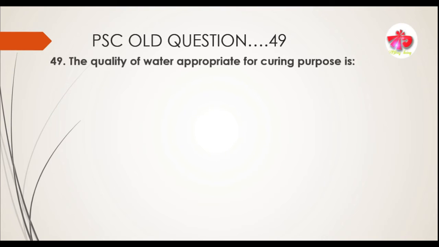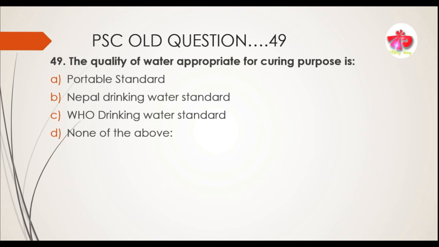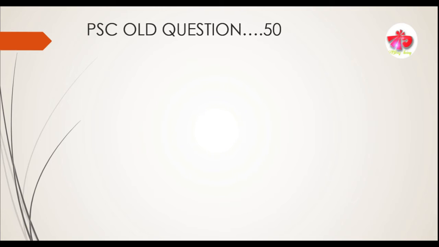Question number 49. The quality of water appropriate for curing purpose is option A, potable standard, option B, Nepal drinking water standard, option C, WHO drinking water standard, option D, none of the above. So friends, the quality of water appropriate for curing purpose is option A, potable standard.